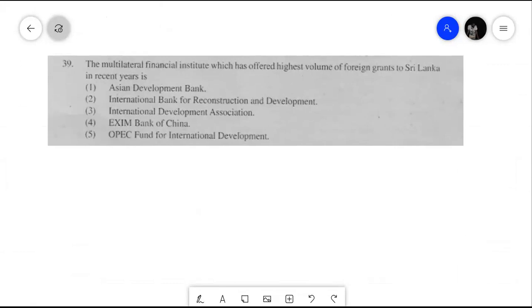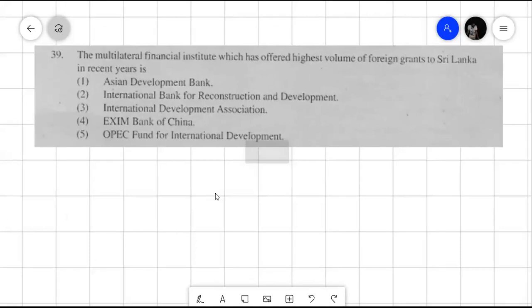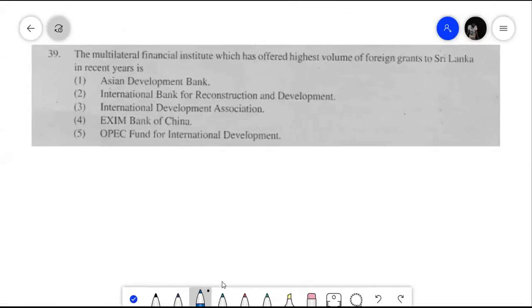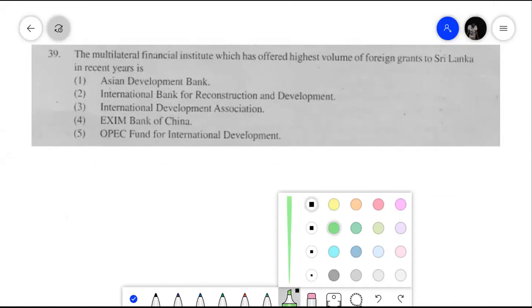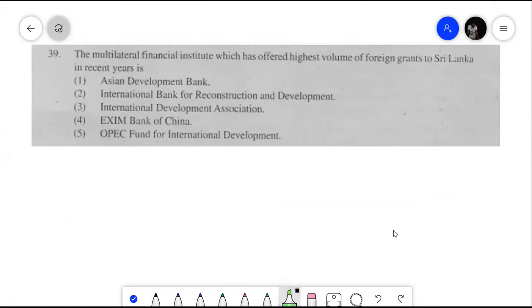But if I'm not mistaken, Asian Development Bank, International Bank for Reconstruction, International Development Association, EXIM. I think it's Asian Development Bank. Can someone check and answer what the past paper says 10 years before? I'm not 100% sure on what exactly the thing is, right? Should be Asian Development Bank.